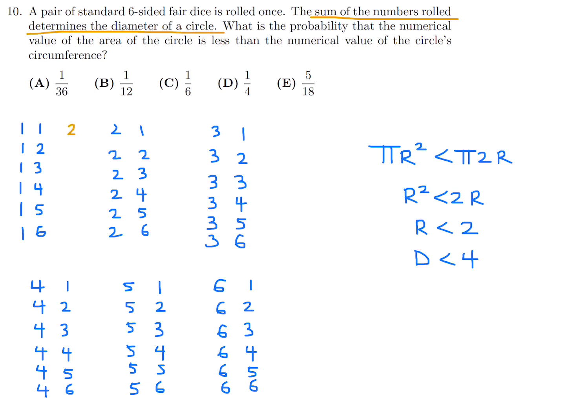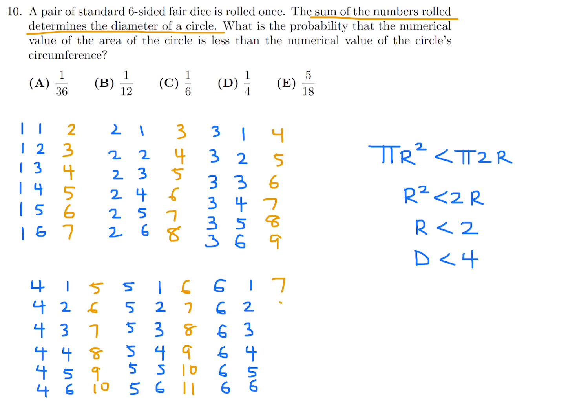So the first one is 2, then 3, 4, 5, 6, 7, 3, 4, 5, 6, 7, 8, 4, 5, 6, 7, 8, 9, and we can do this pretty quickly. 5, 6, 7, 8, 9, 10, 6, 7, 8, 9, 10, 11, and finally 7, 8, 9, 10, 11, 12.